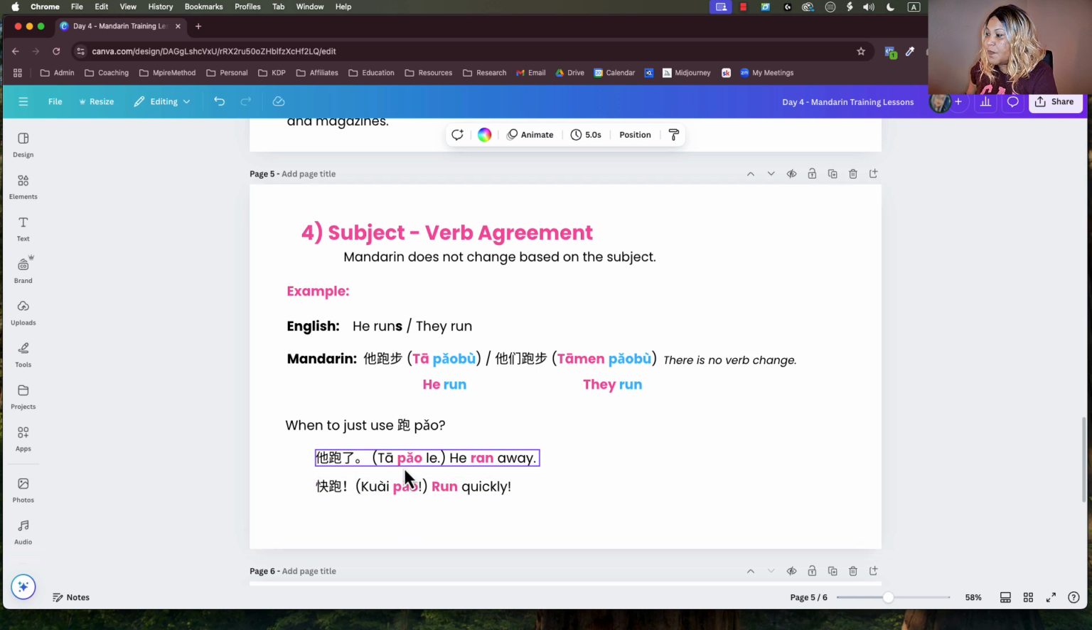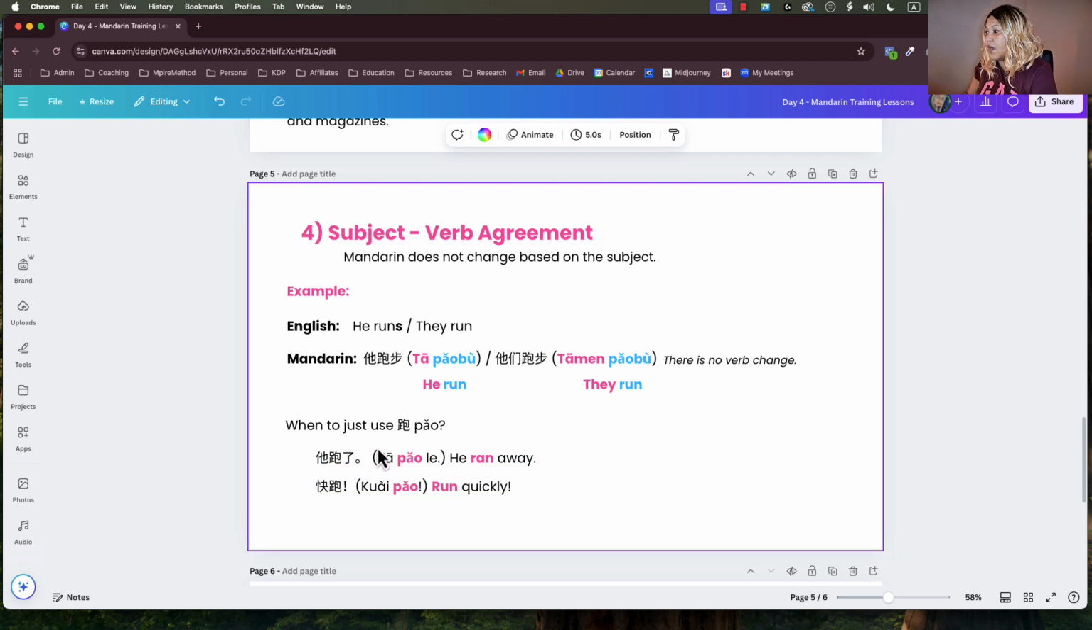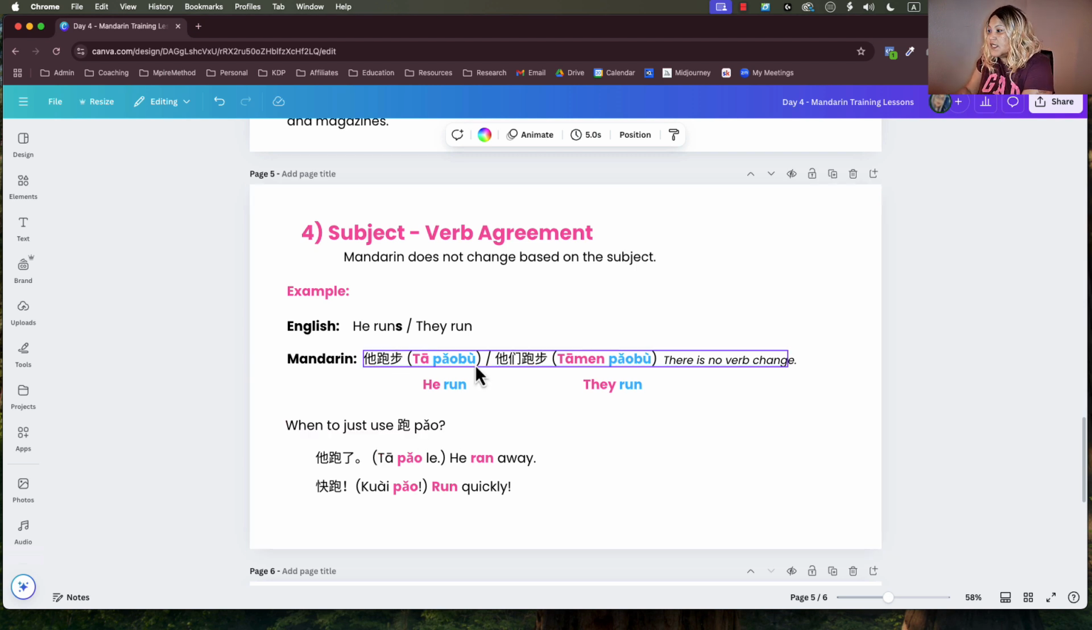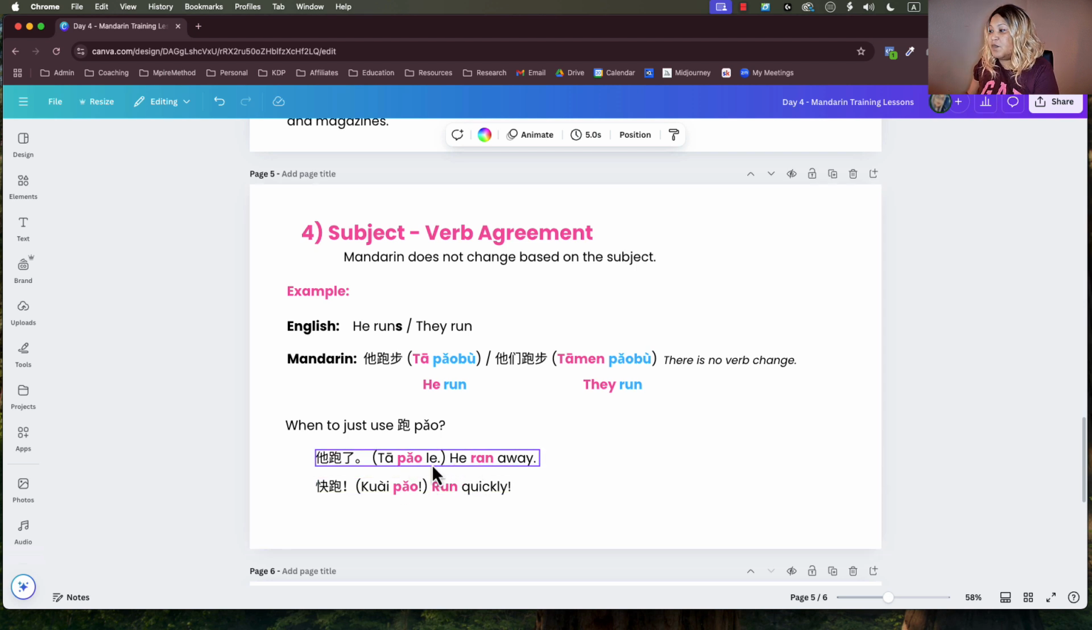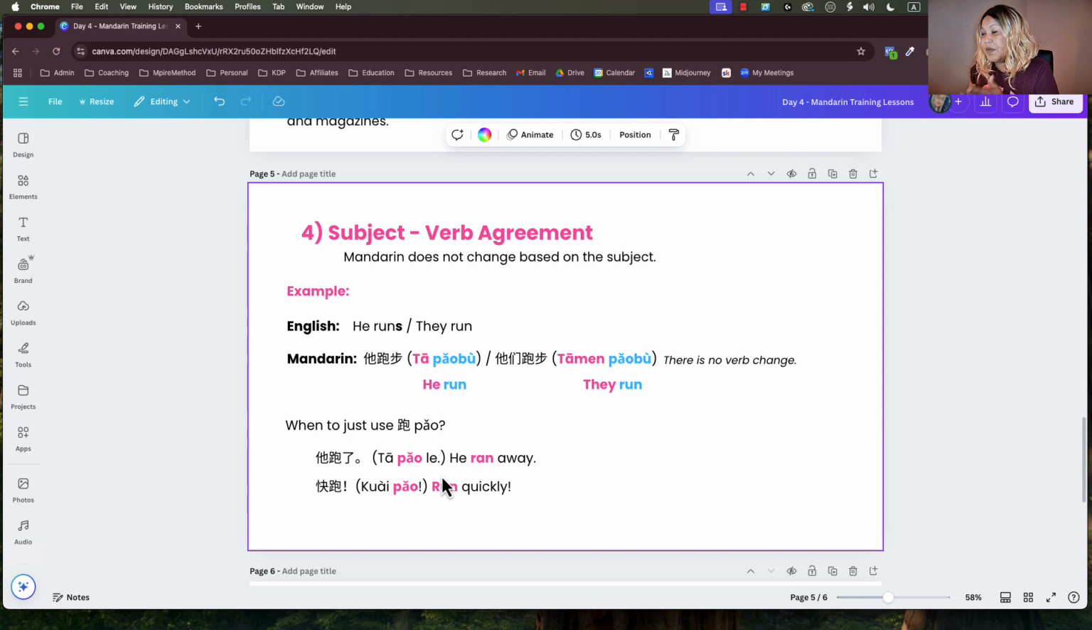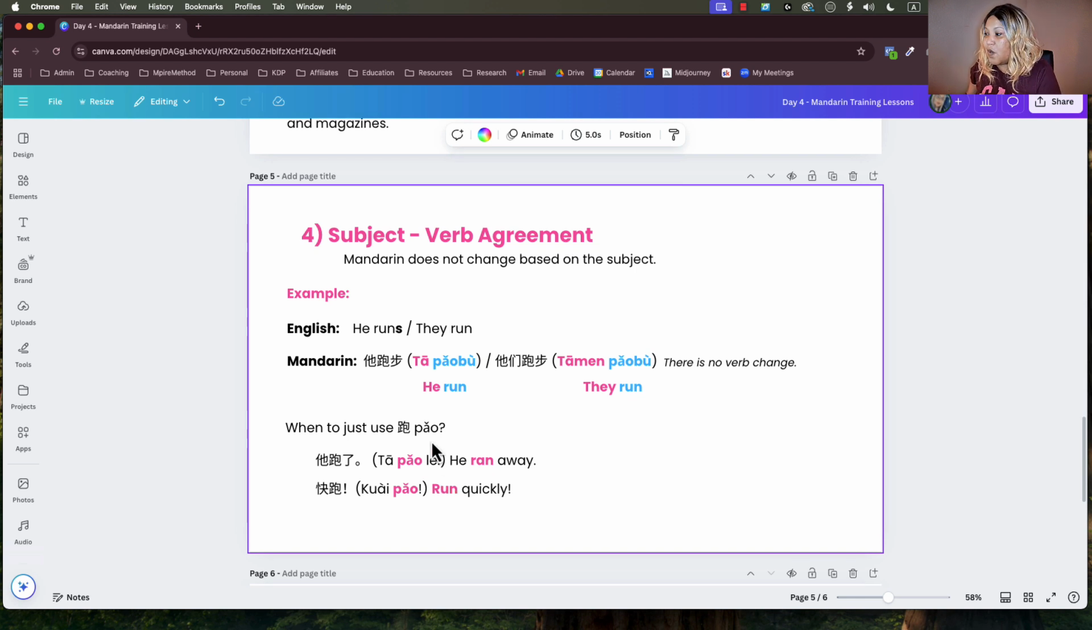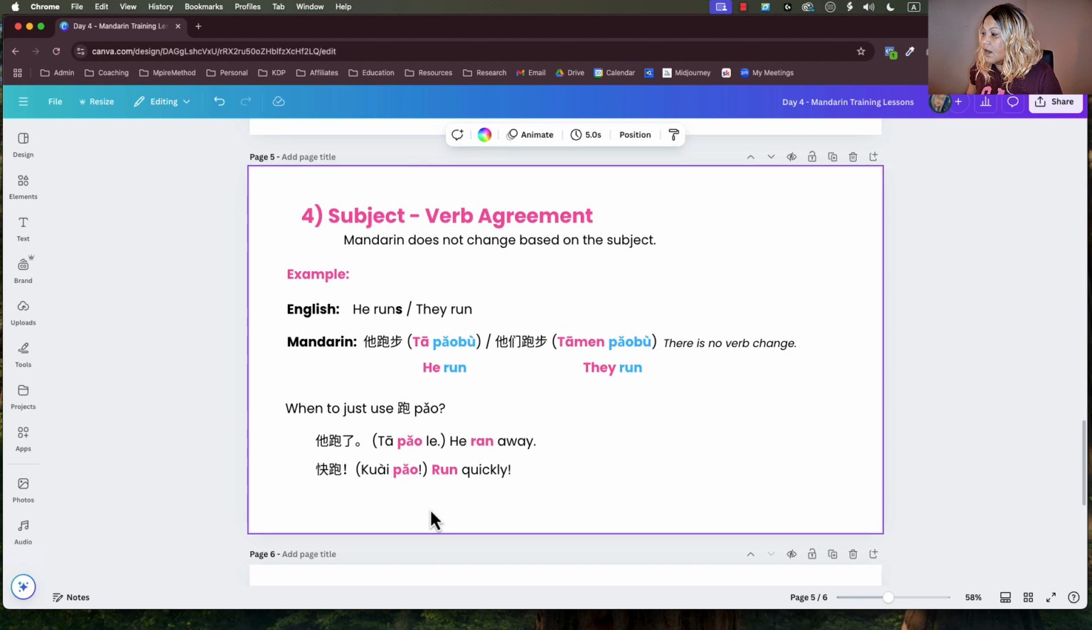So ta pao le. So it just means run away, right? In this one, when it says pao bu, it means run. And this one, pao le. Remember that le means it's done. It's already happened. It's complete. The run is complete. The run is done based on what we know about the particle le.